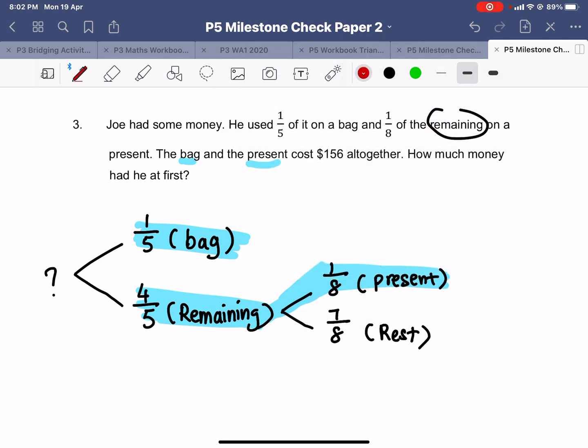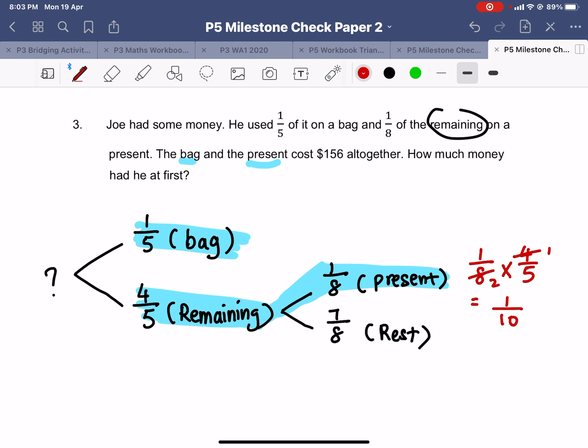Now we have this branch here, 1/8. The branch is actually the same as multiply, 1/8 of the 4/5 remaining amount of money. Let's see how much is the present. So we cancel. This is 1/10. So this is for the present. The actual present is 1/10 of the amount.